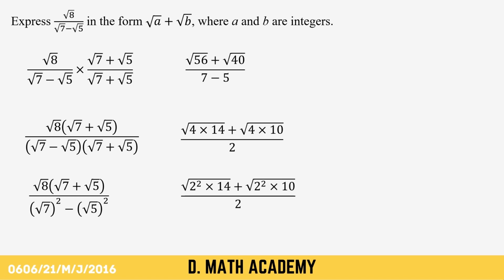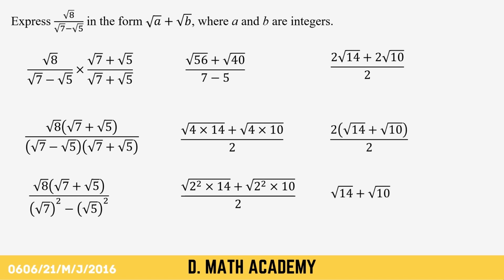So 2 square root of 14 plus 2 square root of 10, over 2. Since all of them have 2, I can extract it and cancel it off. So your final answer from this should be square root 14 plus square root 10, and your a will be 14, the b will be 10.